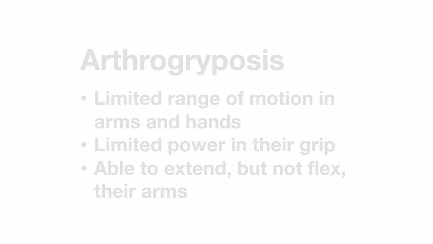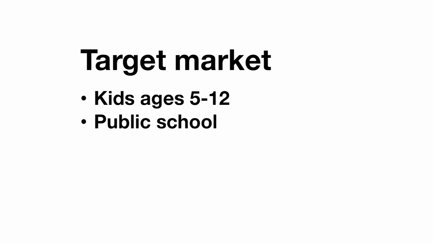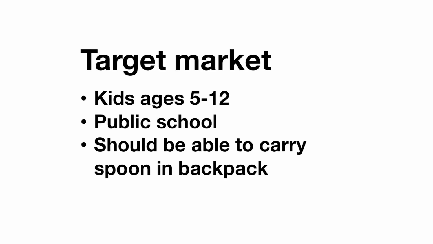independently. The target market for this project is kids ages 5 through 12 who are in the public schools. Ideally, the spoon should be able to be carried in their backpack, allowing them to be independent during the school day. In this video, we're going to set up and complete a screening Pugh matrix for the design of a spoon for kids with arthrogryposis.